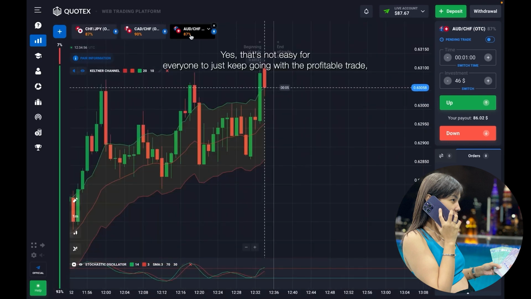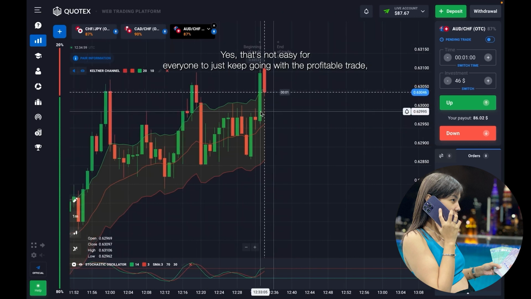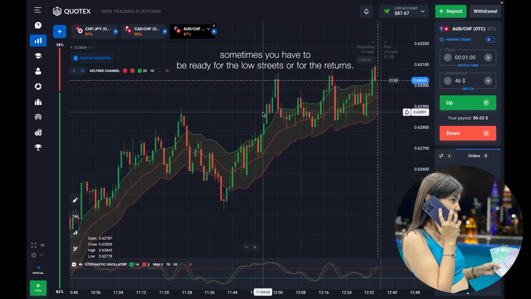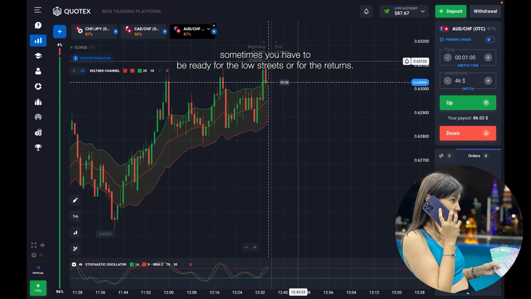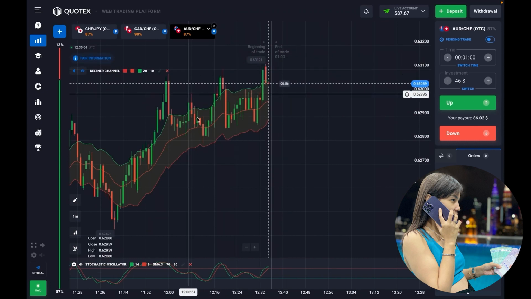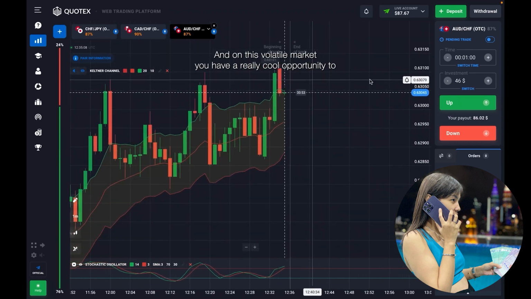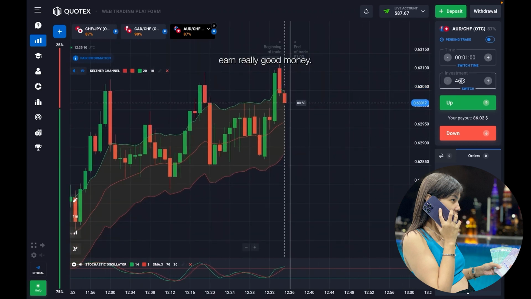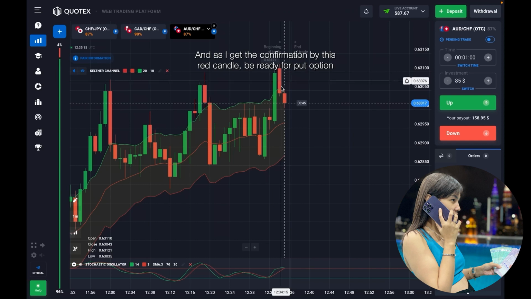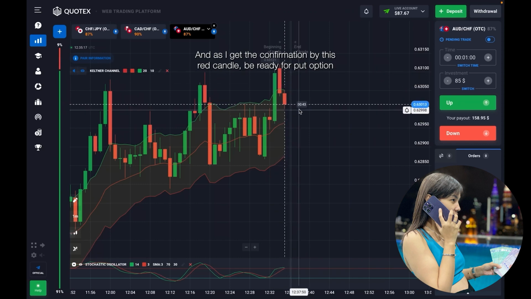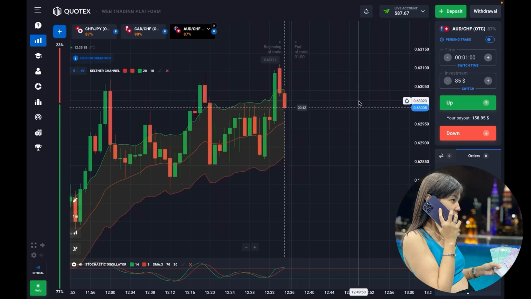Yes, it's not so easy for everyone to just keep going with a profitable trade. Sometimes you have to be ready for losing trades or for returns, and it's normal. And on this volatile market, you have a really cool opportunity to earn really good money. That's why I will invest $85 here, and it will be enough for me. As I get a confirmation by this red candle, be ready for put option right now.